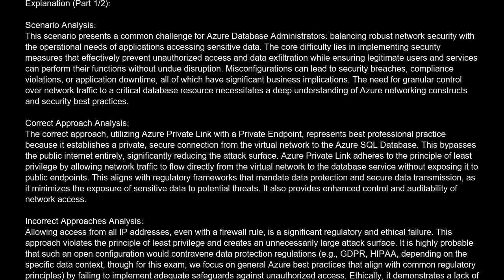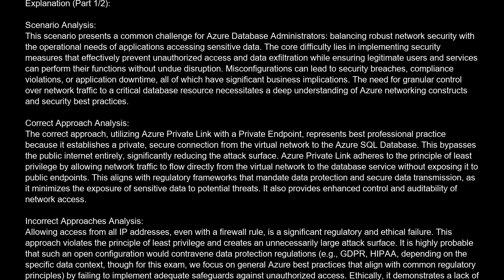Incorrect approaches analysis. Allowing access from all IP addresses, even with a firewall rule, is a significant regulatory and ethical failure. This approach violates the principle of least privilege and creates an unnecessarily large attack surface. It is highly probable that such an open configuration would contravene data protection regulations, e.g., GDPR, HIPAA, depending on the specific data context. Though for this exam, we focus on general Azure best practices that align with common regulatory principles, by failing to implement adequate safeguards against unauthorized access. Ethically, it demonstrates a lack of due diligence in protecting sensitive data.